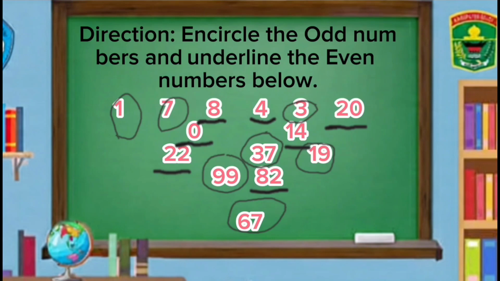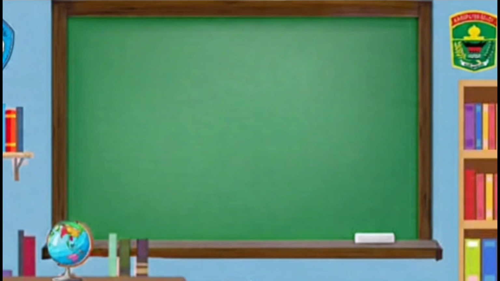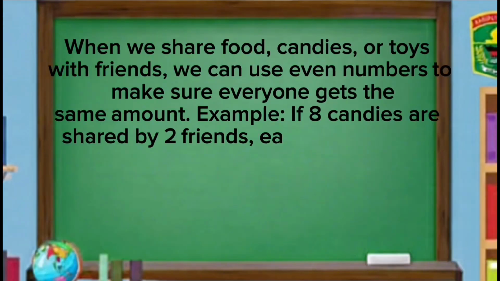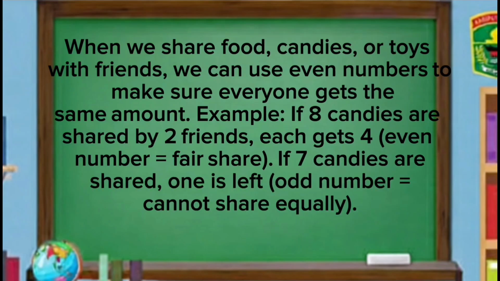Think of it like this. If you have 0 cookies and you divide them among 2 friends, each friend gets 0 cookies. No leftovers. I have here an activity for you to answer.